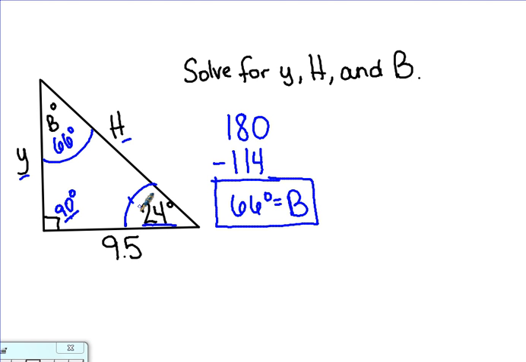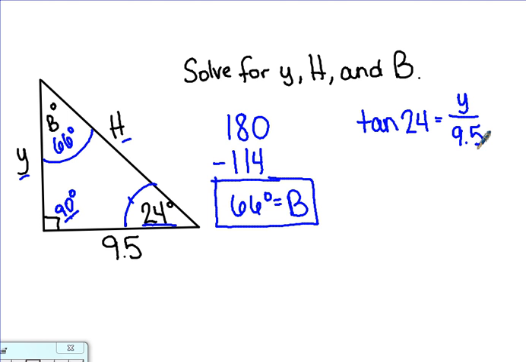If I'm solving for the opposite and I know the adjacent, we've got to figure out which trig function goes with opposite and adjacent. That, of course, is tangent. So we're going to say that the tangent of 24 degrees, because that's the angle we're basing it off of, is equal to the opposite over the adjacent. The opposite is y, and the adjacent is 9.5. So now we have this equation: tangent of 24 equals y over 9.5.